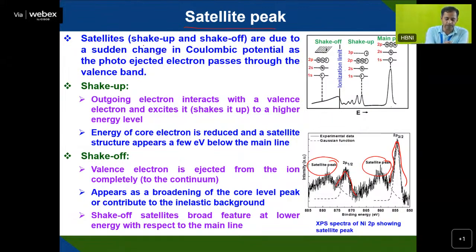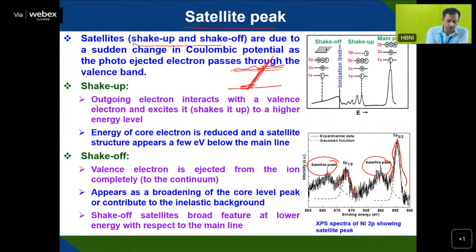Satellite peaks are mainly shake-up or shake-off, both due to a sudden change. When the core electron goes out from the orbital, there will be valence electrons here, so there is a probability that this electron will interact with the valence electron. Because of the sudden change in Coulombic potential as the photoelectron is ejected and passes through the valence band, as a result you will see a shake-up or shake-off peak.